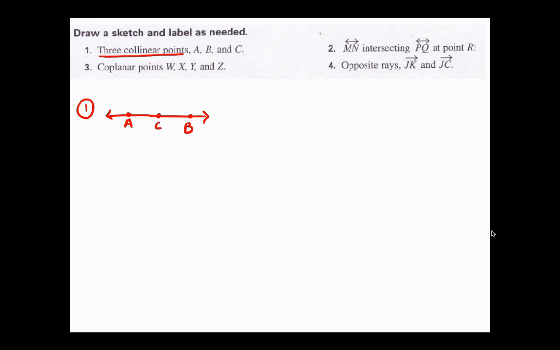Next one. We're told to draw these 2 lines intersecting, and we're going to label that intersection with R. So for the second one here, we're going to draw our 2 lines intersecting. We're going to label one of them with M and N. We're going to label the other one with P and Q, and the point where they cross over, we label it with R.